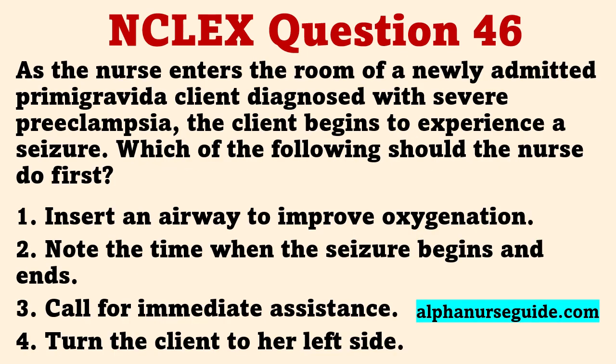As the nurse enters the room of a newly admitted premigravida client diagnosed with severe preeclampsia, the client begins to experience a seizure. Which of the following should the nurse do first? 1. Insert an airway to improve oxygenation. 2. Note the time when the seizure begins and ends. 3. Call for immediate assistance. 4. Turn the client to her left side.